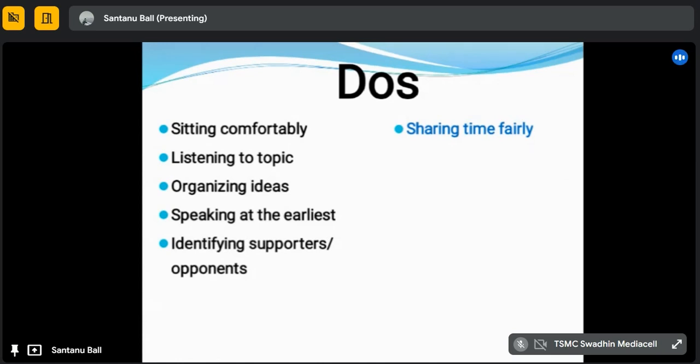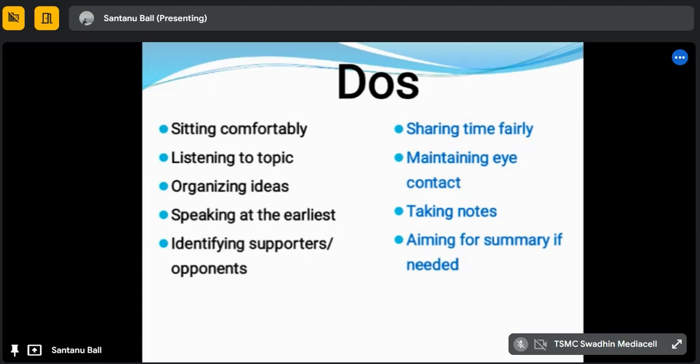Now moving to the next point, sharing time fairly. Obviously, we all should know the effective way to manage time, means time management. So share the time very fairly. The next point I want to focus on is maintaining eye contact. Obviously, maintaining eye contact means a lot. It impacts a lot. The next point is taking notes. So try to take some notes if possible.